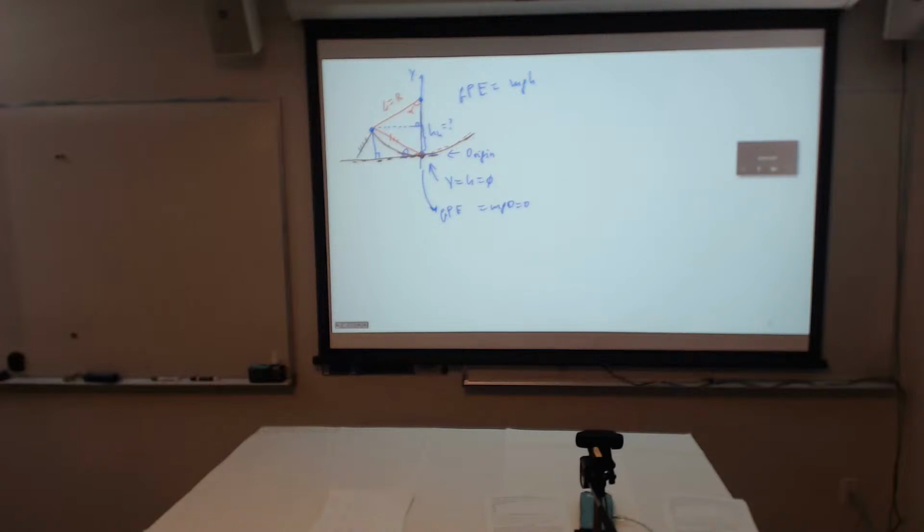So now, this picture is not good anymore because it has too many elements. So you need to redraw the picture. This will be the picture you need to use. L, alpha, H. So how do you solve it?